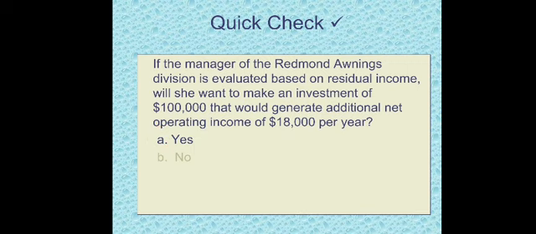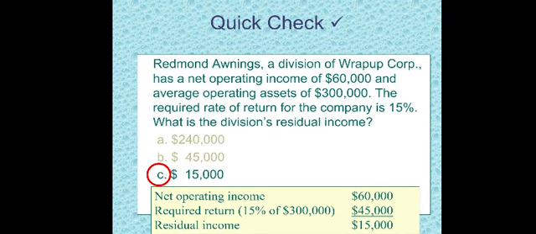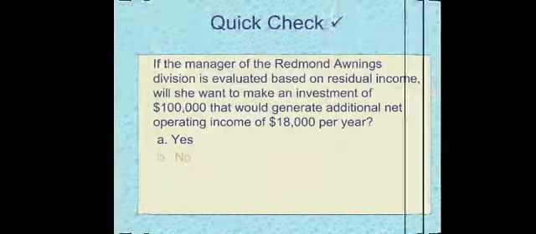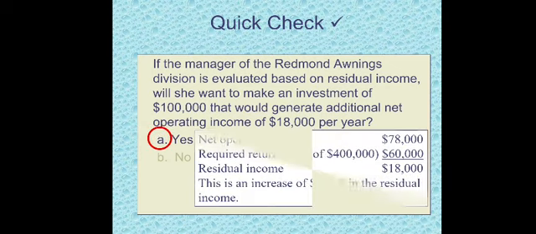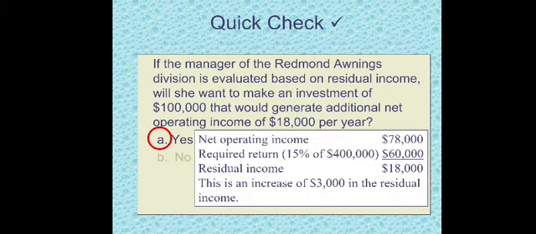Okay, before the investment, what is the residual income? This is the residual income before the investment, 15,000. If the division manager accepts the new investment, then the residual income will increase to 18,000. So the manager will say yes. So let's see, have you seen the difference?